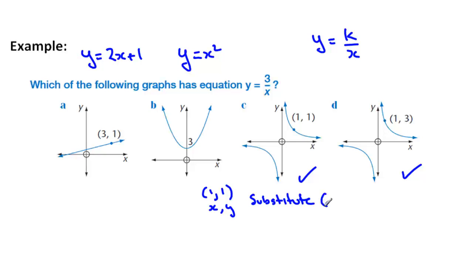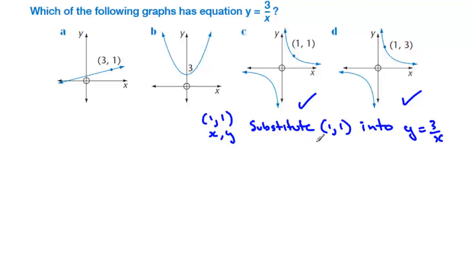Okay, so we substitute 1 and 1 into y is equal to 3 over x. And you see what happens when we do this. Okay, so x and y are both 1. So when y is equal to 1, we get 1 on the left-hand side. And when x is equal to 1, we get 3 over 1. Is 1 equal to 3 over 1? And the answer is no, 1 is not equal to 3. That does not work. So those points there do not work for this equation here.